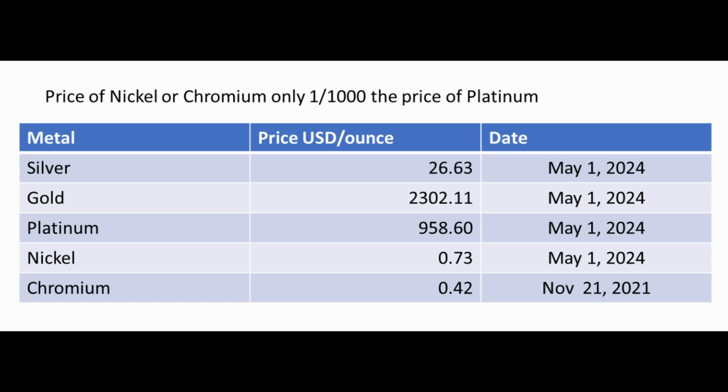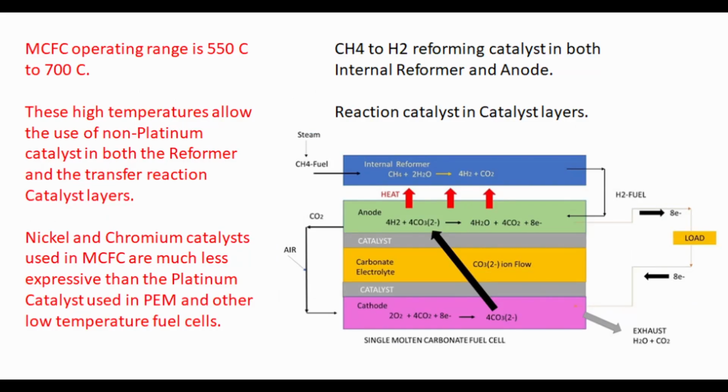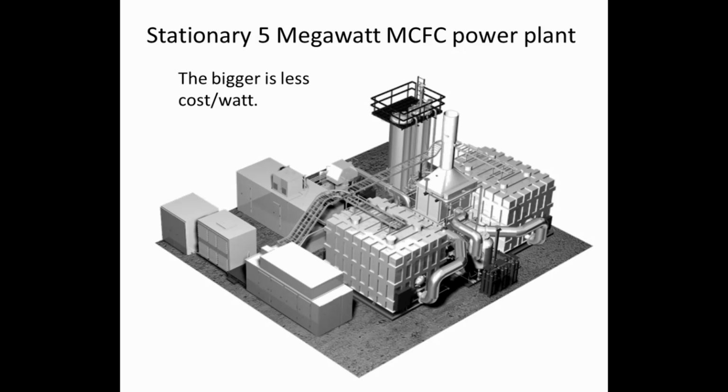The use of less expensive catalysts in molten carbonate fuel cells allows them to produce much more power for much less material cost than PEM fuel cells or other low-temperature fuel cells. Other economics of MCFCs promote economy of scale, bigger is better. MCFCs are used as stationary power plants rather than vehicle-borne mobile fuel cells.